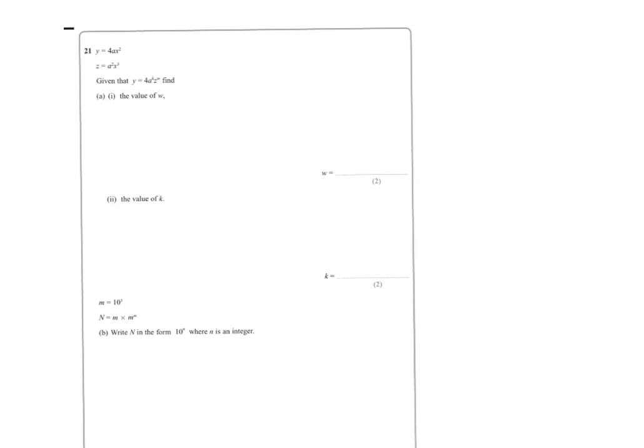So we're going to have a look at this question 21, which is an indices question. So we know that y is equal to 4a to the power of k, z to the power of w. We know what z is and we know what y is. So if I just sub these in, we know that y is 4ax squared. And we know that y is equal to 4a to the k times z, which is this. So times a squared x cubed to the power of w. So that's what z is, z to the power of w.